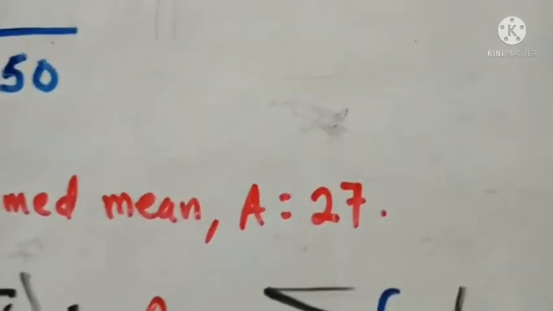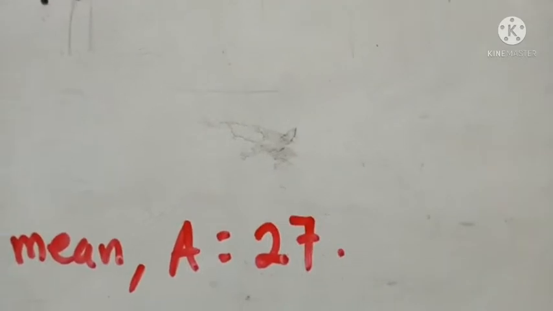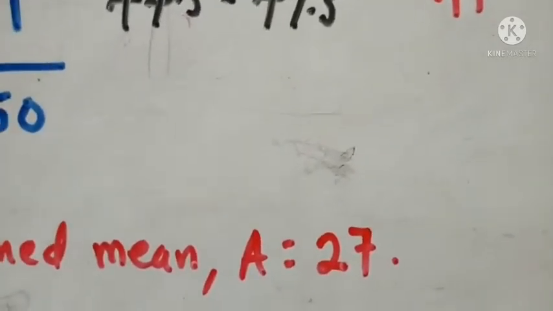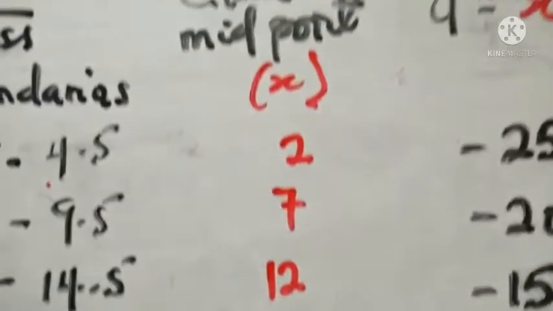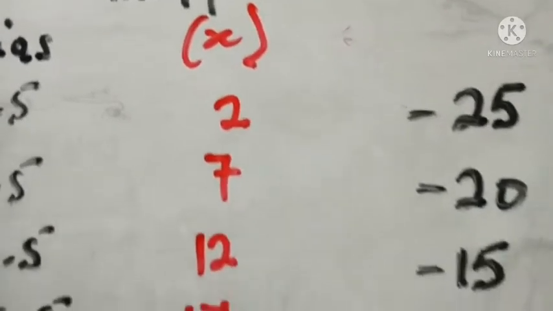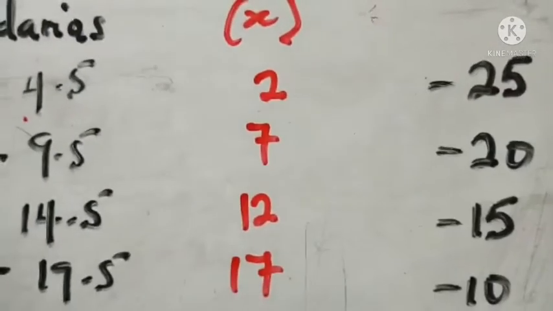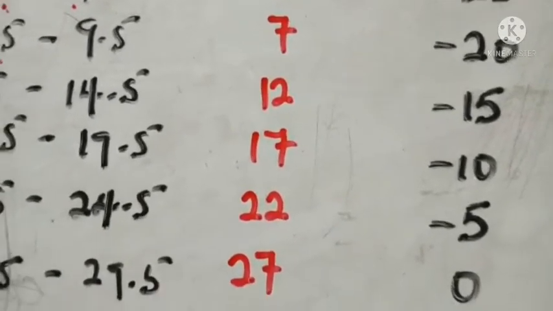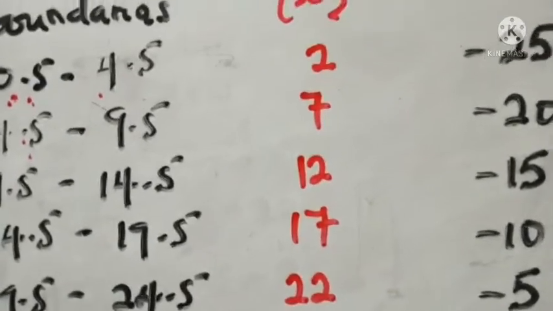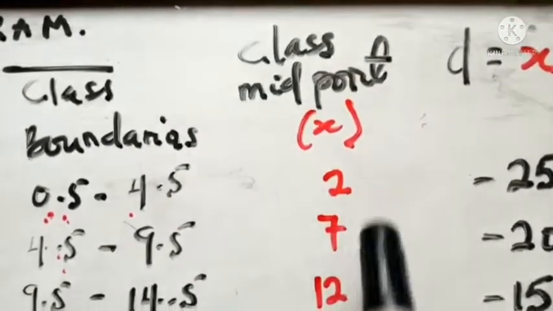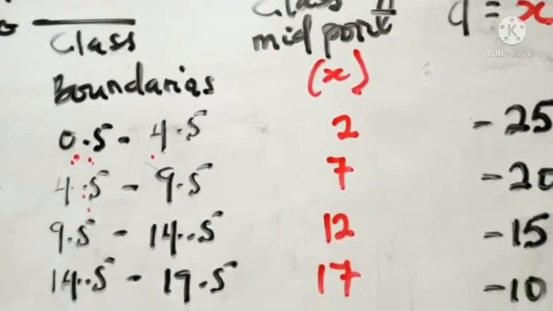How do you get that? In case you are not given the assumed mean, all you have to do is find that assumed mean from the class midpoint, right? So this is my class midpoint. How do you get this class midpoint before you determine the assumed mean? If you are given the assumed mean in the question, then that is okay, you are free to go. But if you are not given, you determine that from the class midpoint.